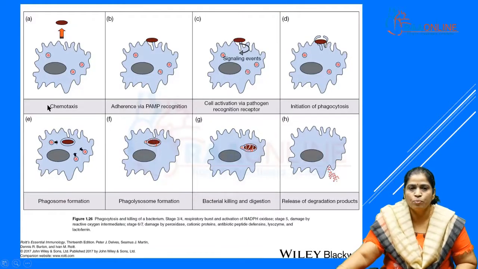This is the phagocytic process. So once the chemokines are released, the phagocyte goes there and it recognizes the PAMPs, and then signaling events happen and it starts the phagocytosis. A phagosome is formed, and then the lysosomes attach to the phagosome and form a phagolysosome, and then lysosomes release all their contents and destroy the pathogenic organisms.